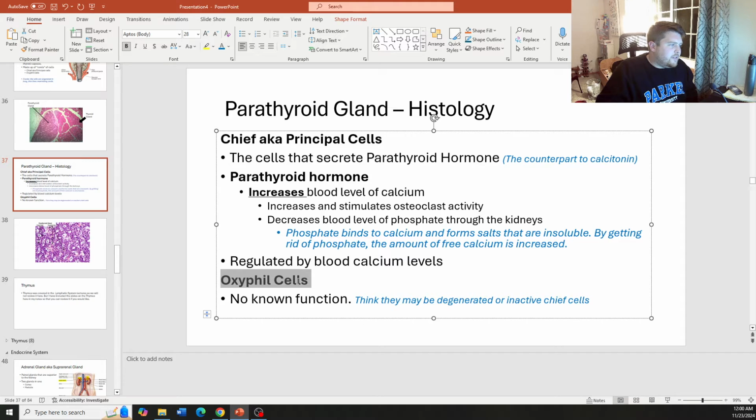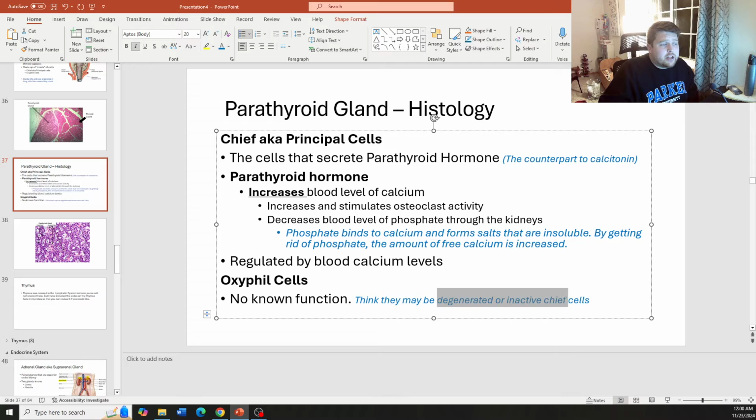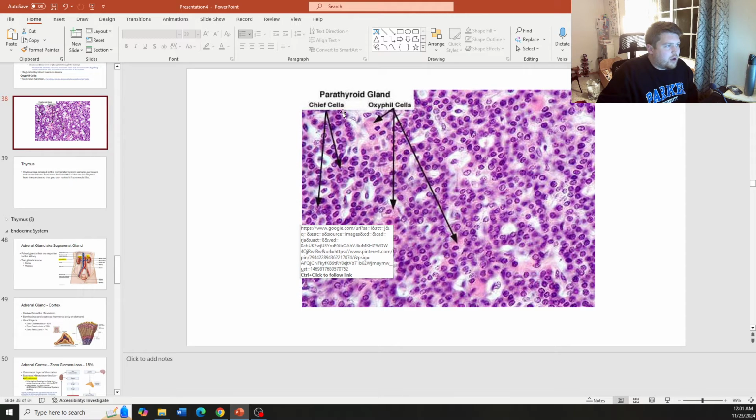Next, oxyphil cells. As far as we know, there's no known function. The best thinking is that they may be degenerative or inactive chief cells, because we do tend to see more of them as we age, but we really don't know the function of the oxyphil cells. Here are our pictures. The nice bright ones are our chief cells. The larger, lighter pink ones are our oxyphil cells.